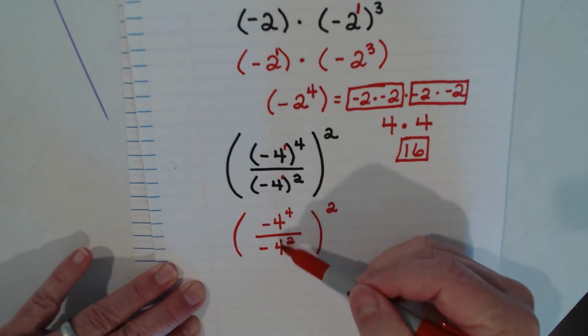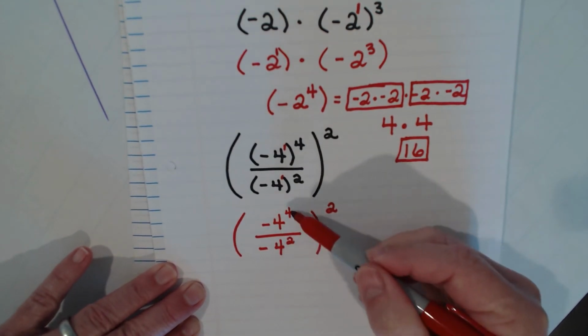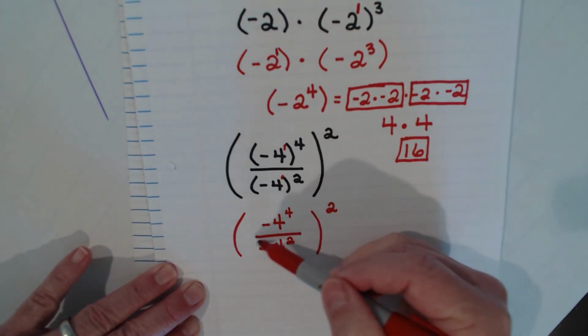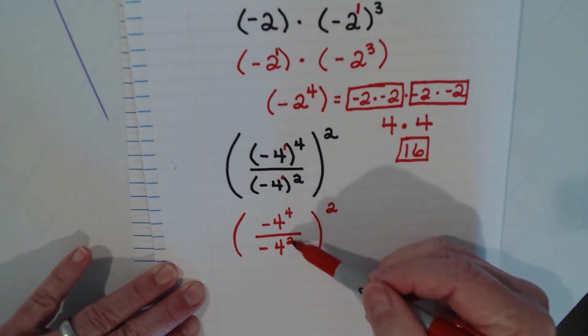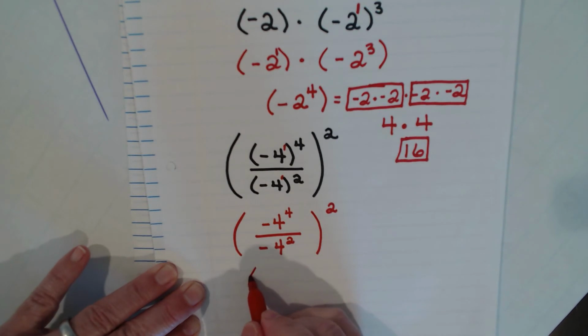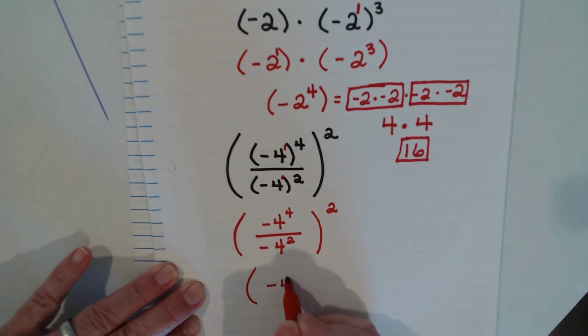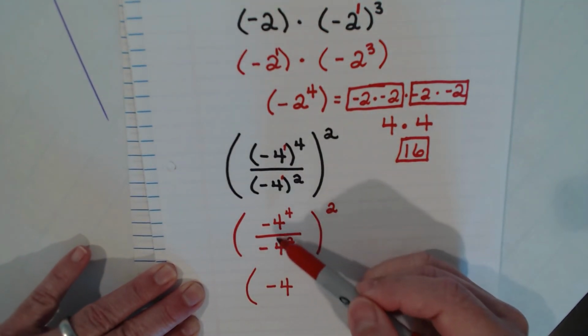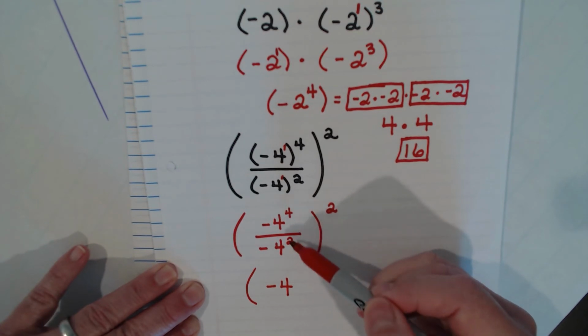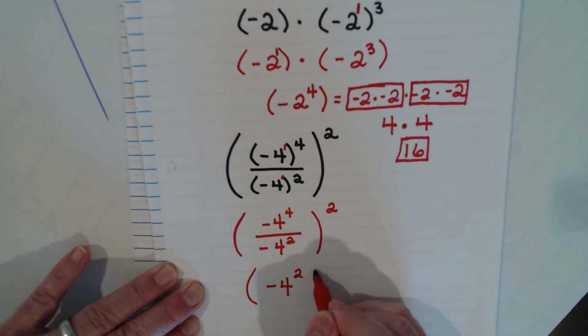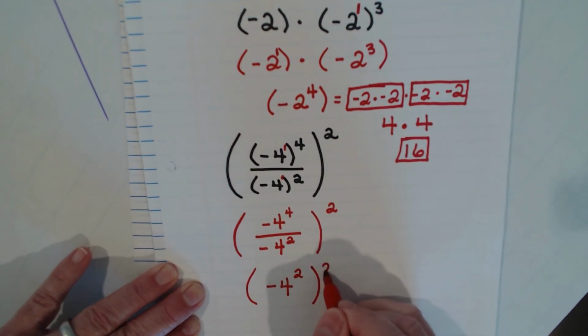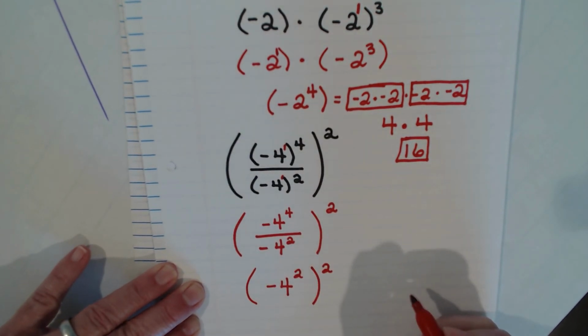So now I've got the exact same base. I can now use my laws of exponents for when I'm dividing. When I'm dividing, I can subtract these exponents right here. So that's going to be -4. That's my base. Keep my base. 4 minus 2 is 2, to the second power.